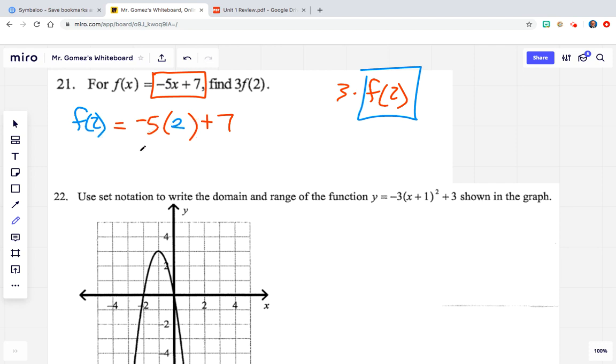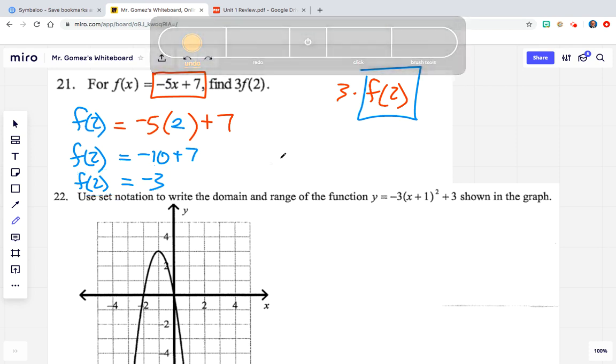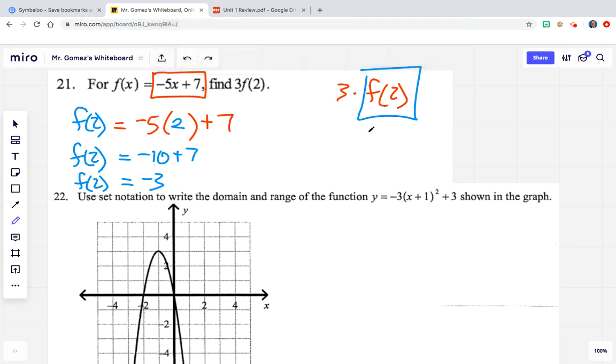So negative 5 times 2 is a negative 10. We're going to add 7. So f of 2 is equal to negative 10 plus 7, which is a negative 3. Just like on the test, we're going to write it like the following. So f of 2 is equal to negative 3 will be the answer just for that piece, but not for the complete piece. So this is f of 2 being negative 3.